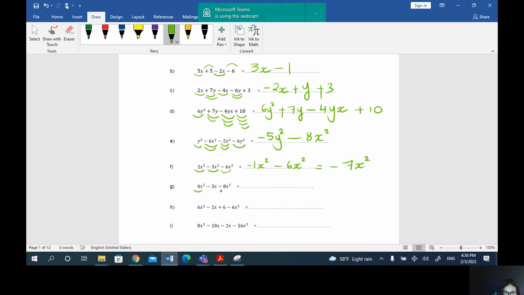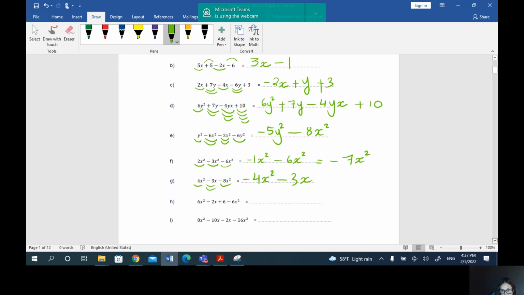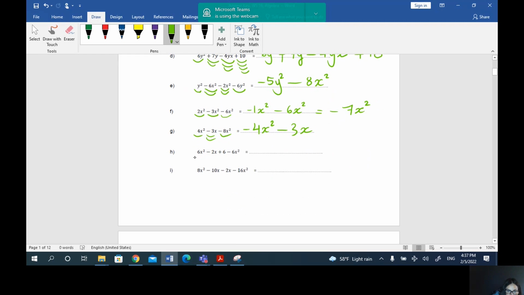4x squared is a like term to minus 8x squared. 4 minus 8 is minus 4x squared, and minus 3x, there is no like term to minus 3x, so I will just write it as is. 6x squared is a like term to minus 6x squared. 6 minus 6 is 0, so the x squared is cancelled.